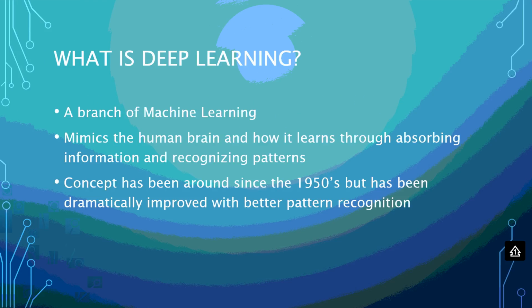So what is deep learning? Well, it's a branch of machine learning that mimics the human brain and how it learns by absorbing information and recognizing patterns. The concept has been around since about the 1950s, but has basically been majorly improved on today with better pattern recognition.